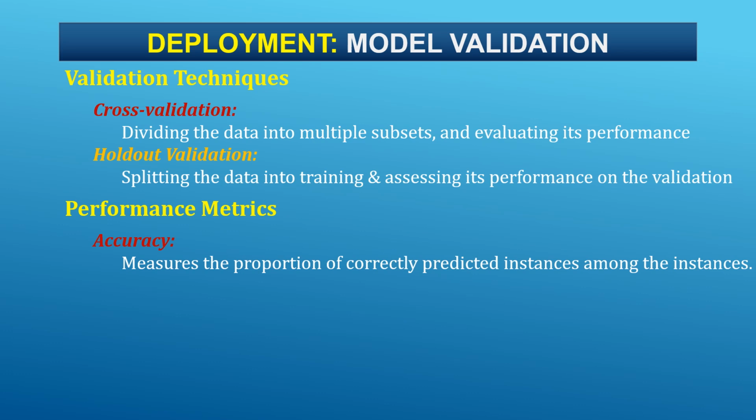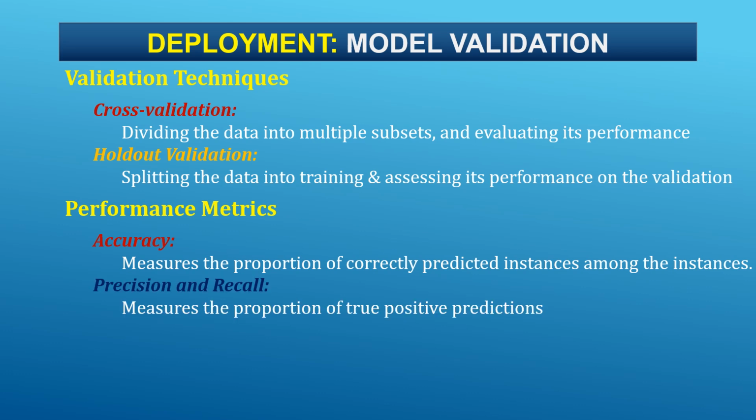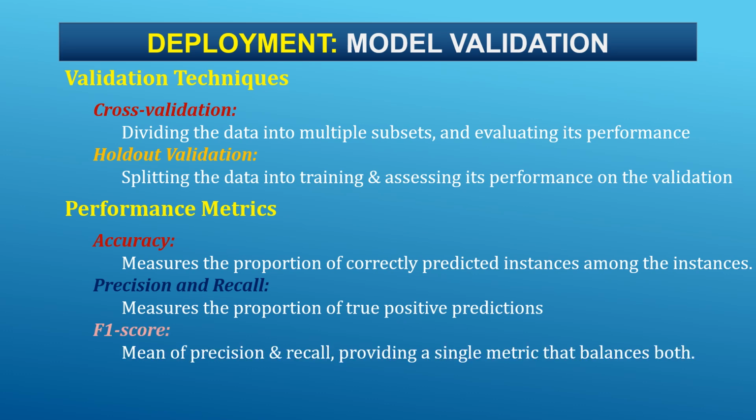Performance metrics. Accuracy: measures the proportion of correctly predicted instances among the total instances. Precision and recall: precision measures the proportion of true positive predictions among all positive predictions, while recall measures the proportion of the true positives predicted correctly among all actual positives. F1 score: the harmonic mean of precision and recall, providing a single metric that balances both.